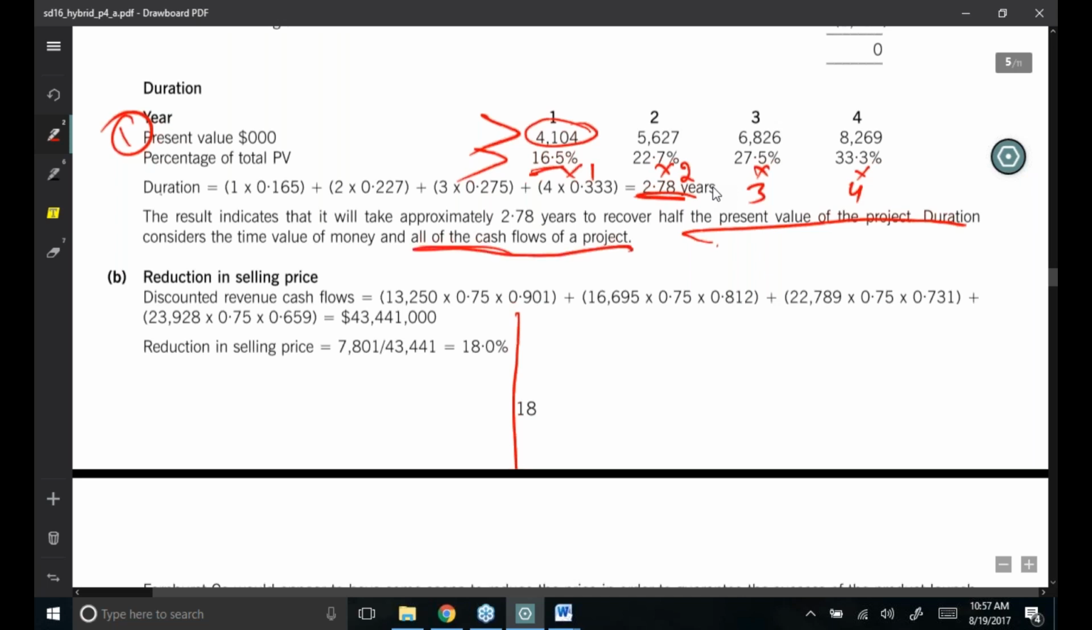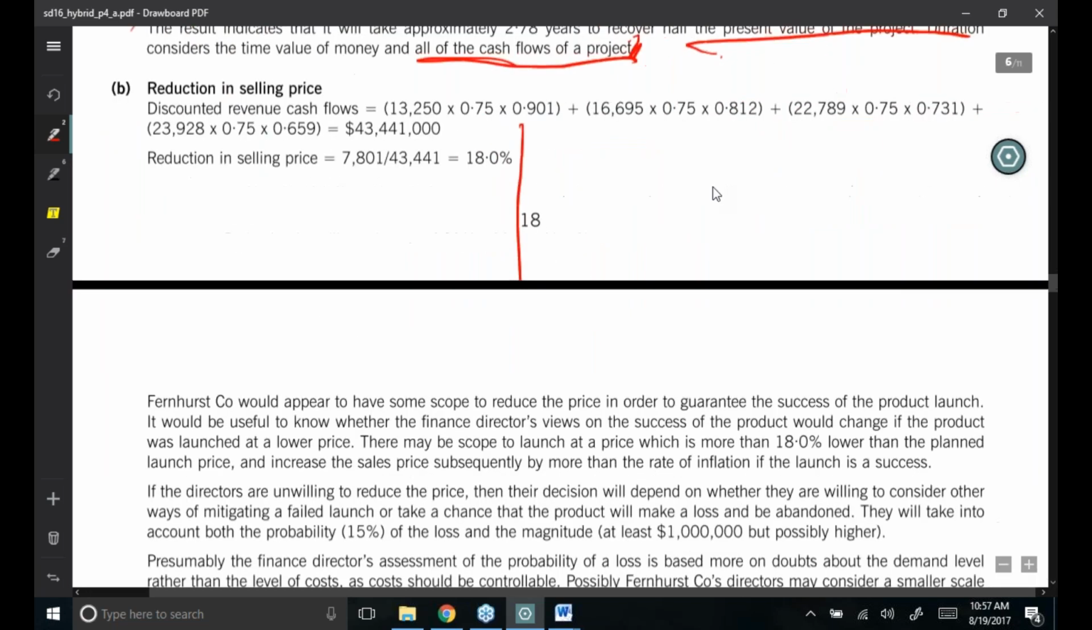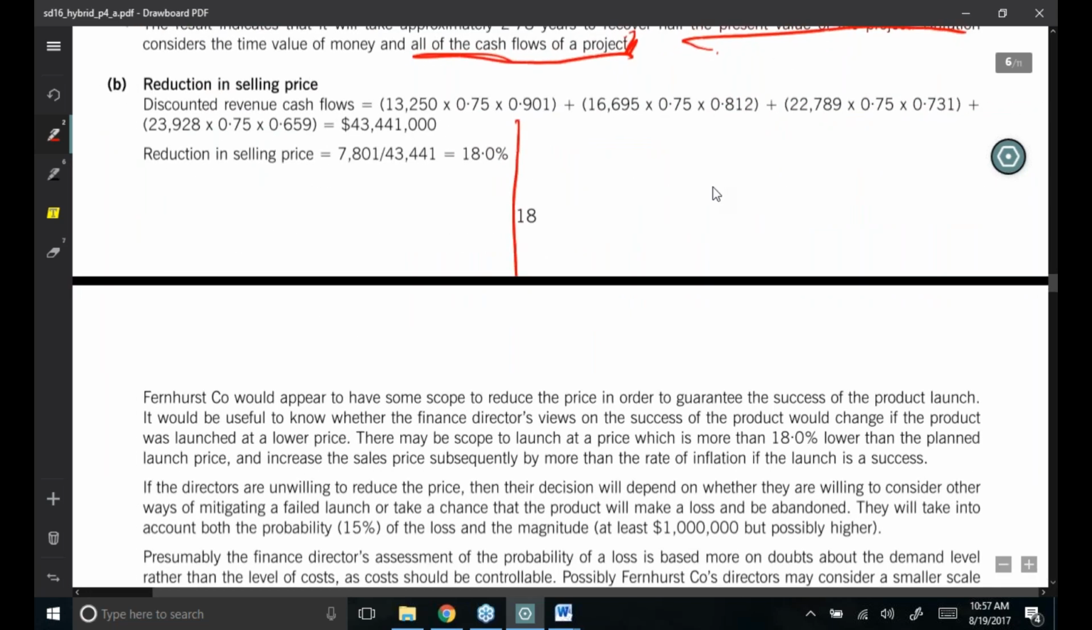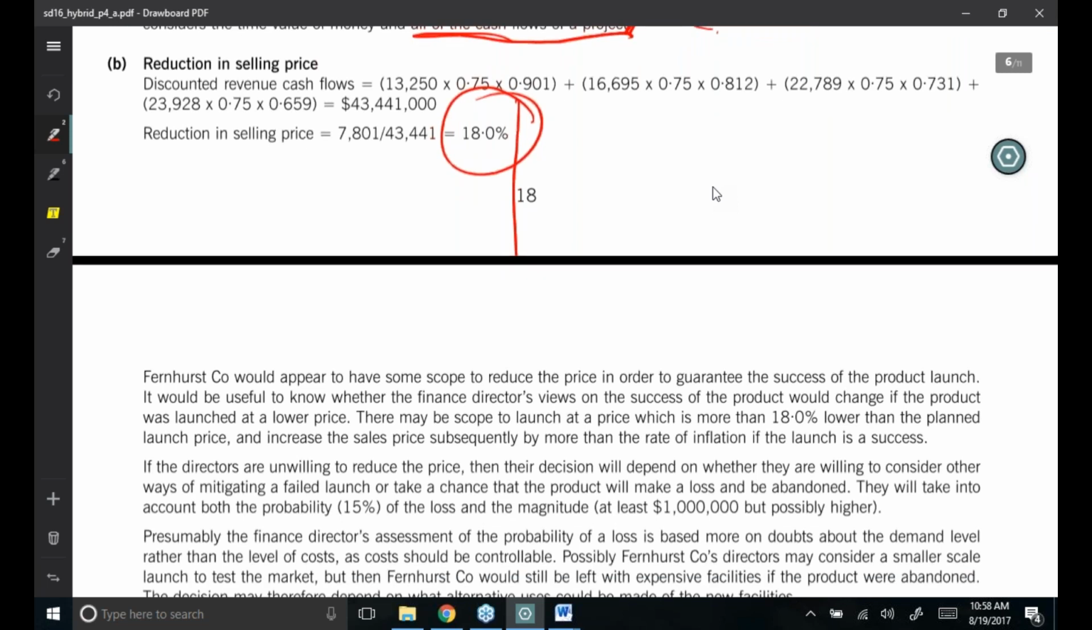That's all. Examiner has only discussed 1.5, almost 2 lines. And in second step, you have calculated the present value of the revenues and just divide that present value of revenues with the NPV. Selling price sensitivity is 18%. That means if selling price reduces by 18%, your NPV will be 0.